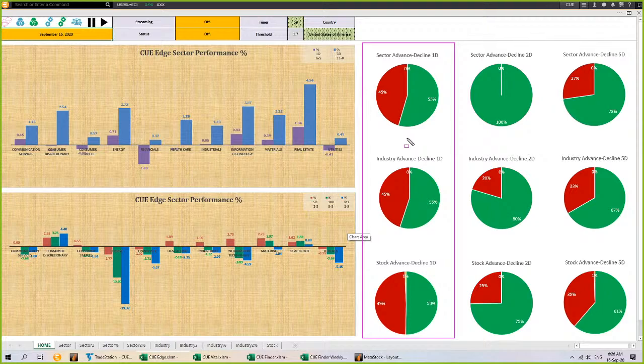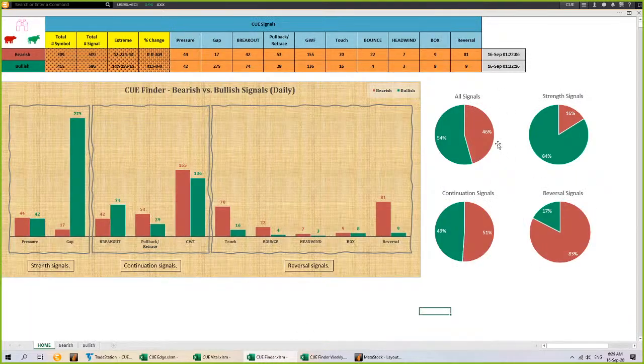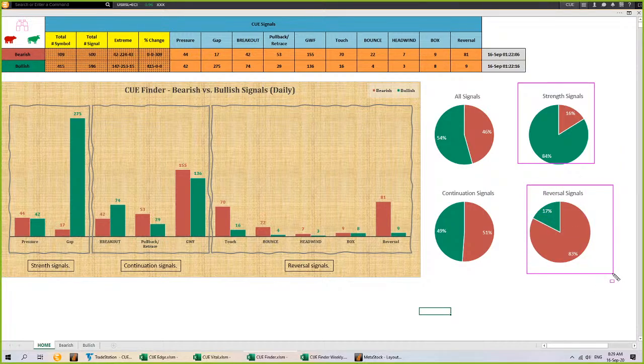It is balanced. That showed that stocks and ETFs also were turning around from up move to down move on the intraday time frame, and that insight is visible from the contrast of the strength signals that were bullish, however reversal signals that were bearish.